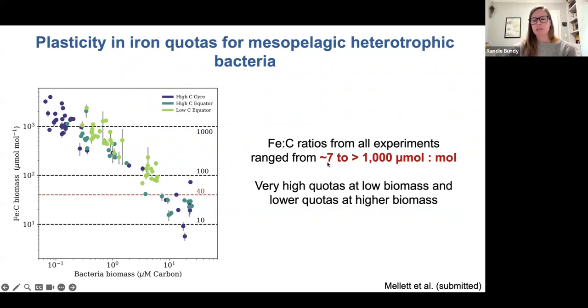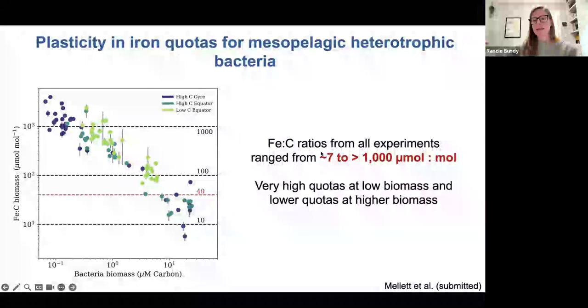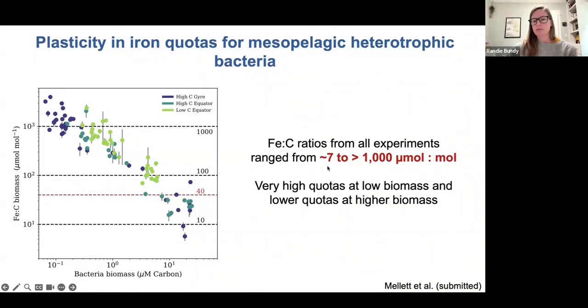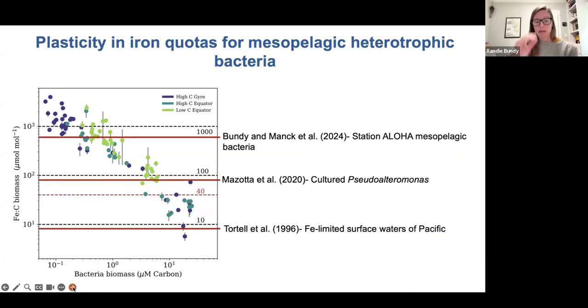The first takeaway was that we saw a really huge range in iron to carbon quotas from all the experiments, ranging from about 7, which is the value, if you remember from the table I showed you initially, that had been published, to greater than 1,000 micromoles per mole. The highest quotas were seen at really low bacterial biomass, and then we had lower quotas at the higher biomass. I have some lines on here that are just pointing out, with the log scale, where various quotas lie, but I'm going to highlight a few others here as well.